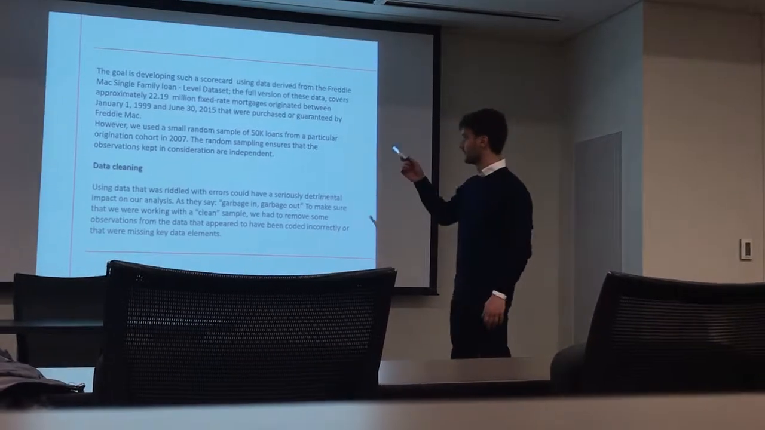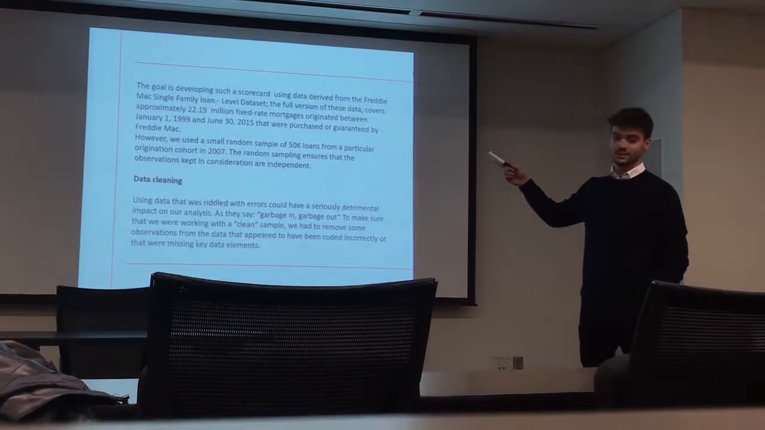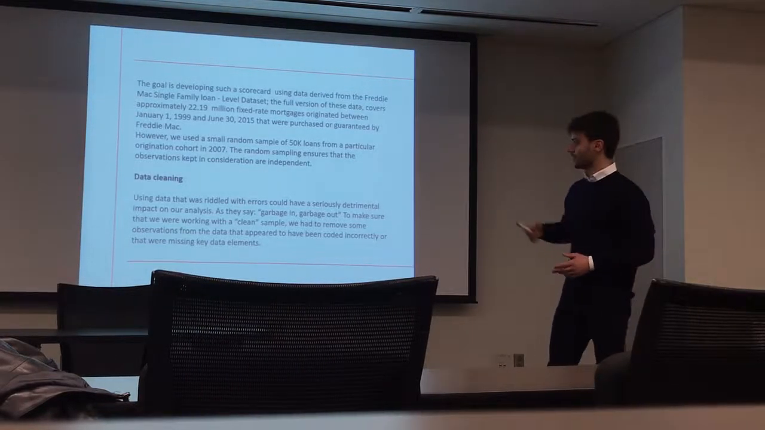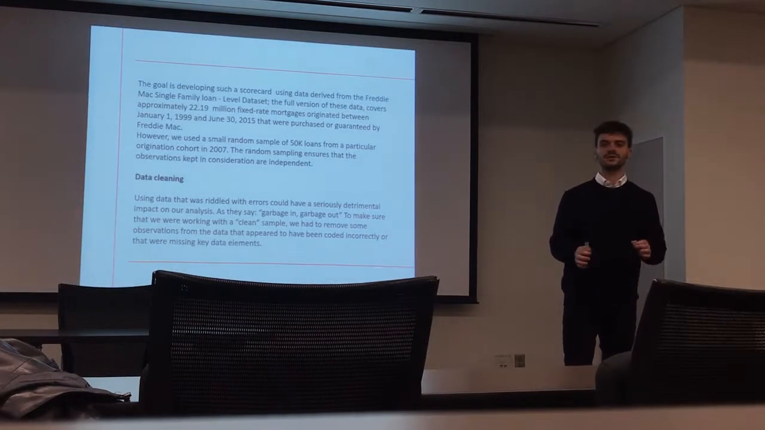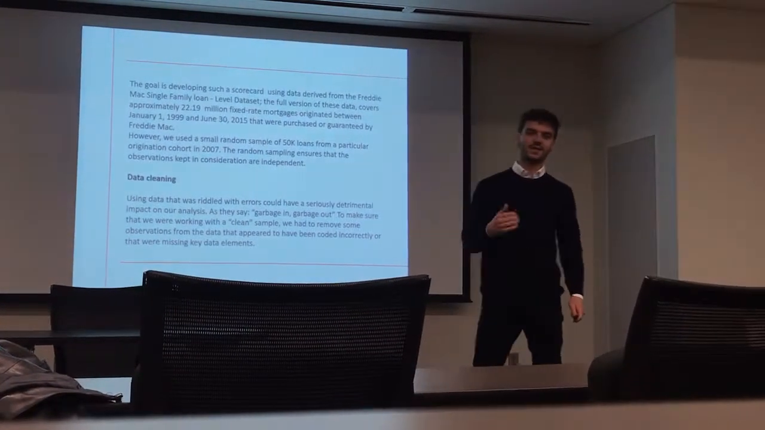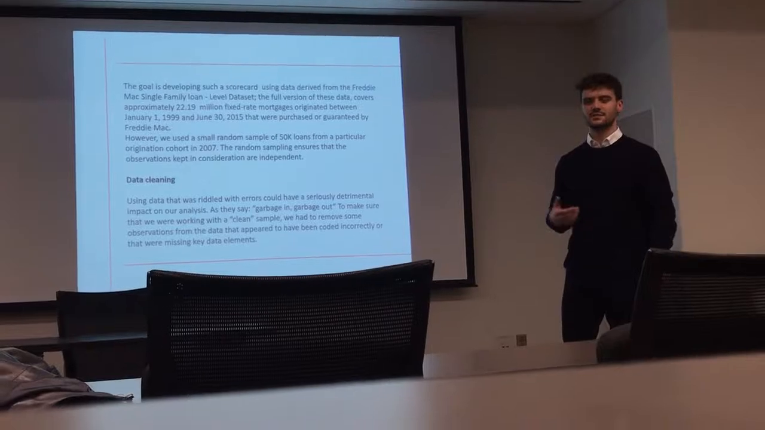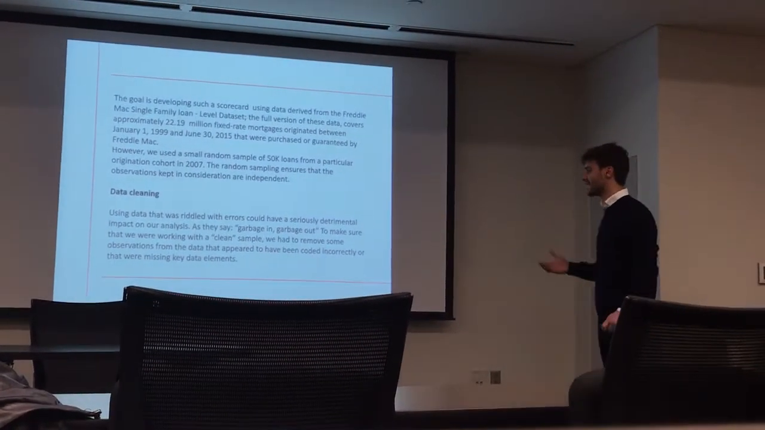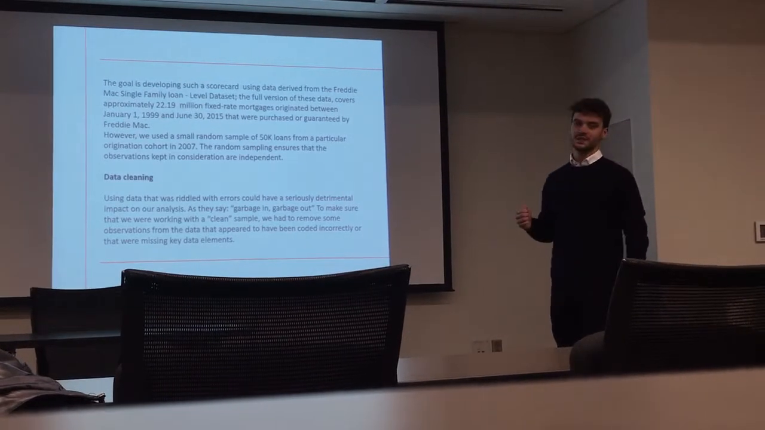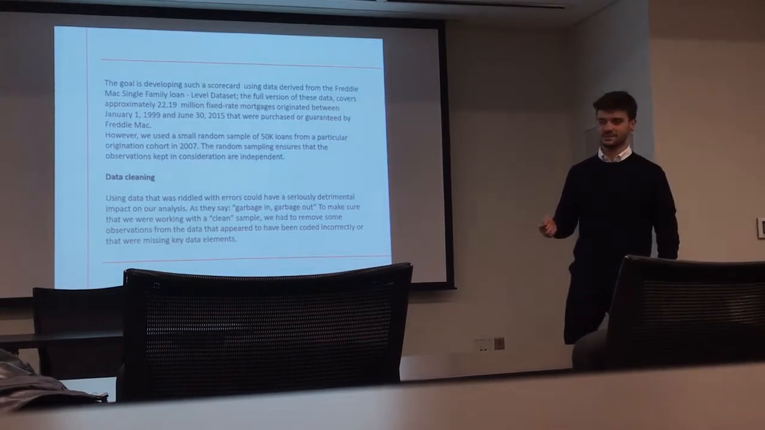19 million fixed rate mortgages, originated between January 1, 1991 and June 30, 2015. However, we decided to take a sample of 50,000 loans from a particular origination cohort, so in 2007. Using data that was riddled with error could have a seriously detrimental impact on our analysis. So we decided to remove some observations from our dataset that appeared to have been coded incorrectly, or that were missing some important values.